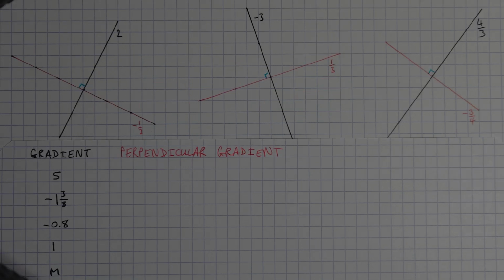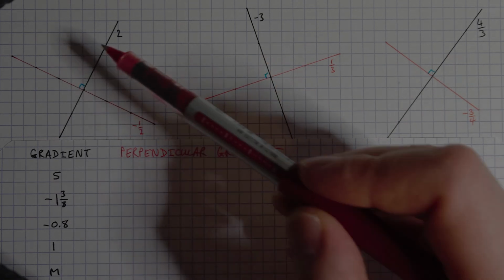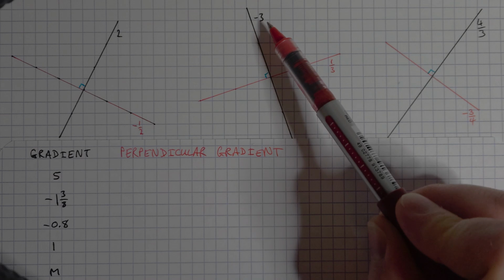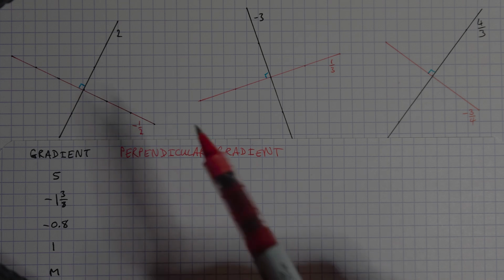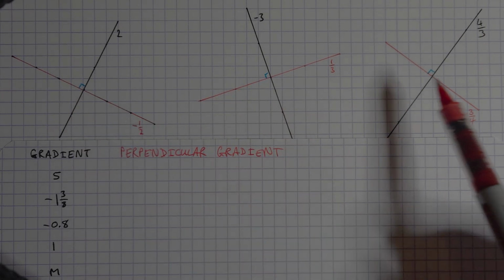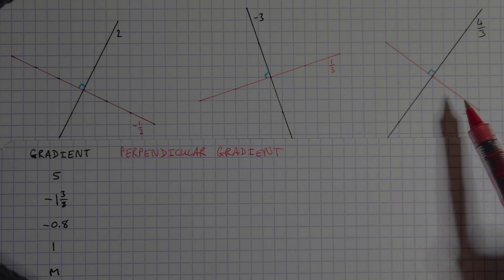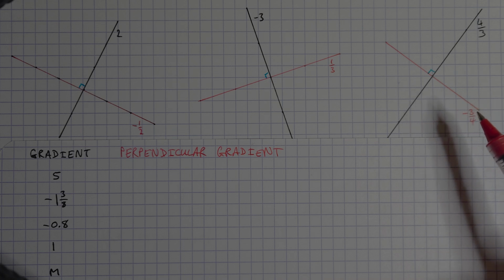Okay, so now coming to what most people consider the most complicated part in this topic is what happens when lines are perpendicular. You have seen this before, but I'll remind you. I've drawn 3 black lines and worked out their gradients. So this black line has gradient 2, this one gradient -3, this one gradient 4/3. Then got my protractor, measured 90 degrees, and I drew a red line which was perpendicular in each case, and then worked out the gradient of that line.